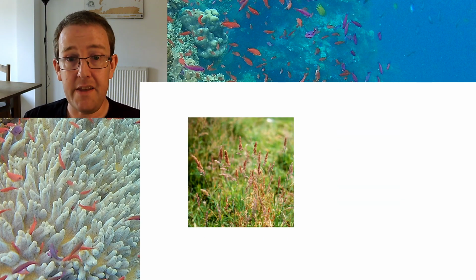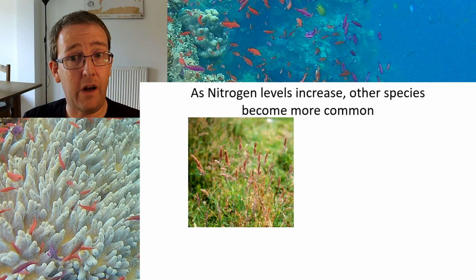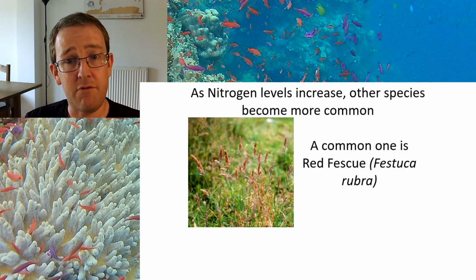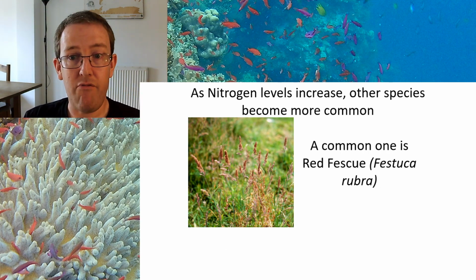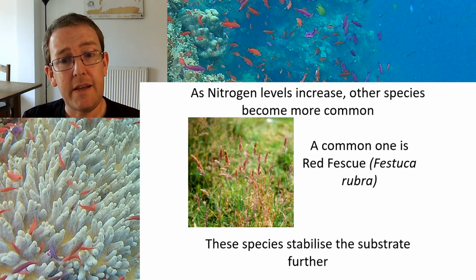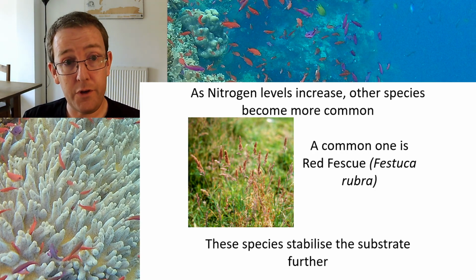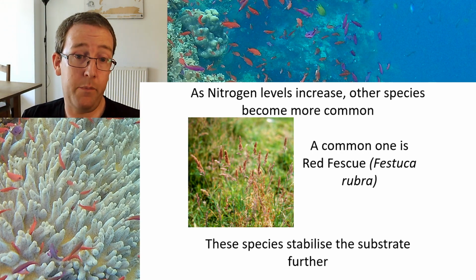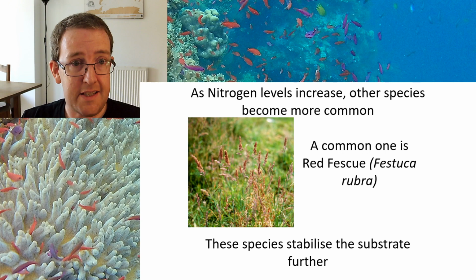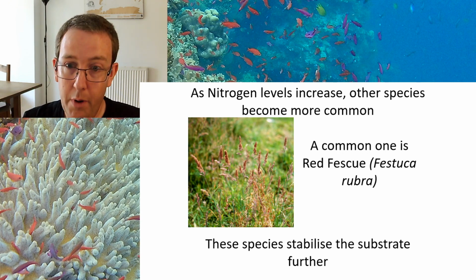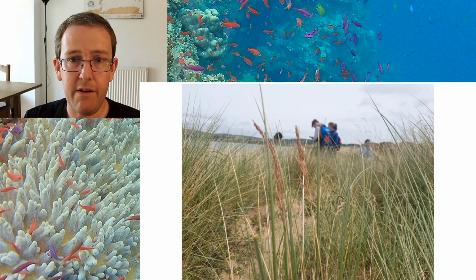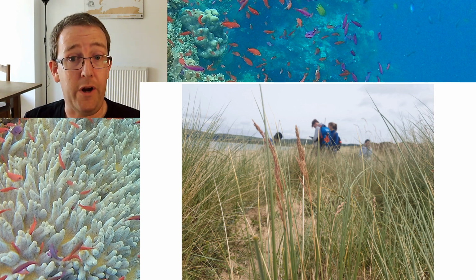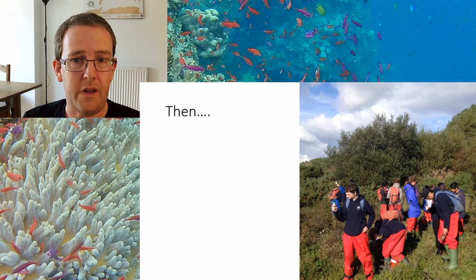Okay, you get this stuff. Okay, as nitrogen levels increase, other species become more common. So this is red fescue. You see this on most beaches, literally just after the first, or top of the first dune and back, you'll see red fescue. These species stabilize the substrate even further. Okay, so they hold on to that nutrient, stabilize it, and because they produce flowers, start to bring in insects. Insects die and decompose, and so on and so forth. Okay, and there it is from last year's trip to Cumbria. Okay, that's our example there.